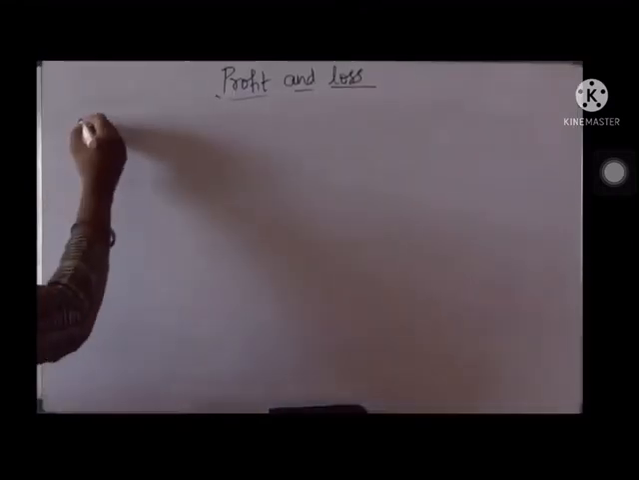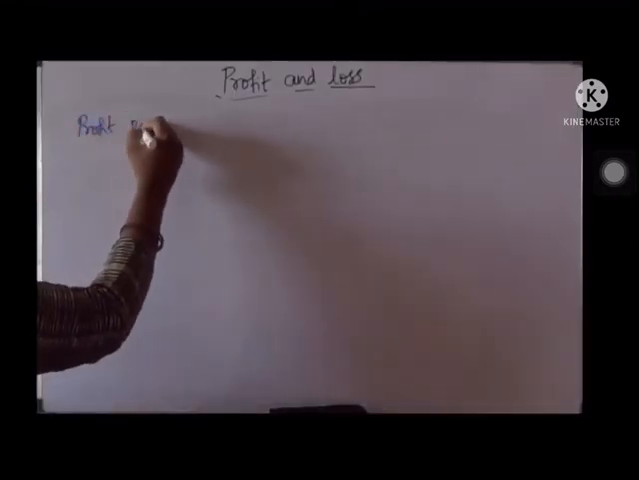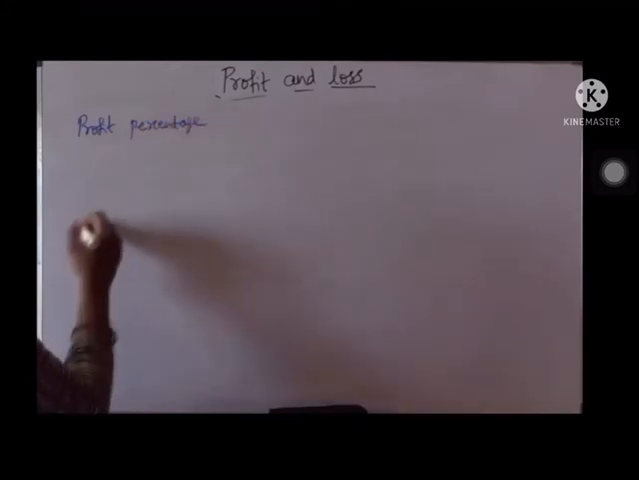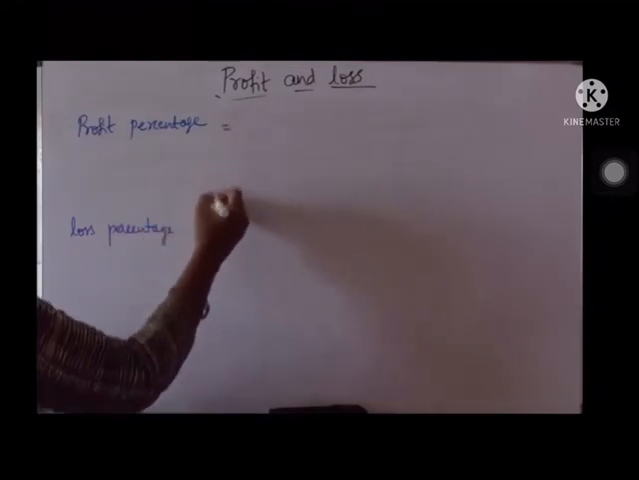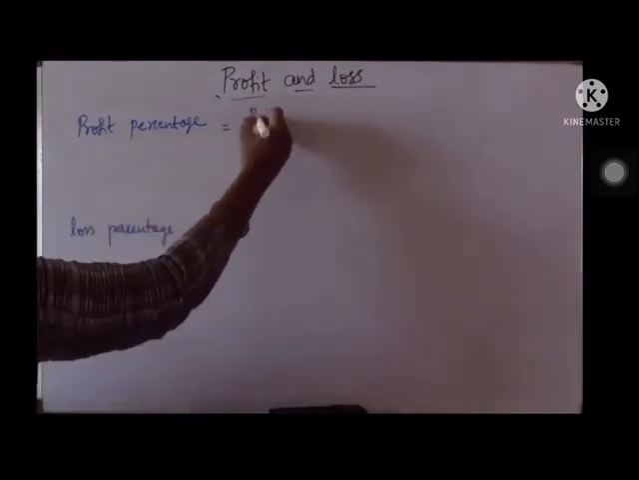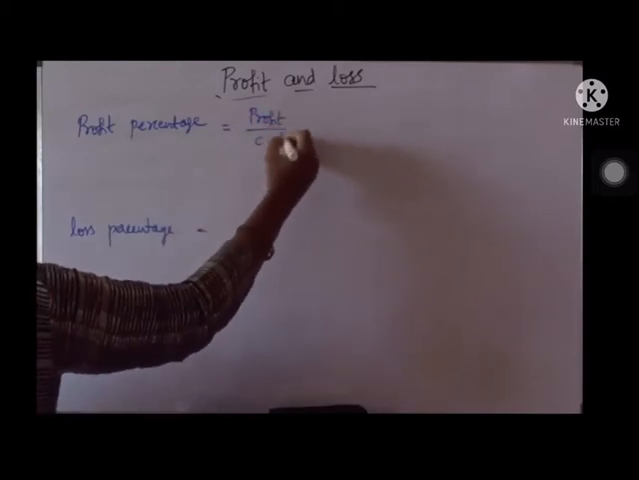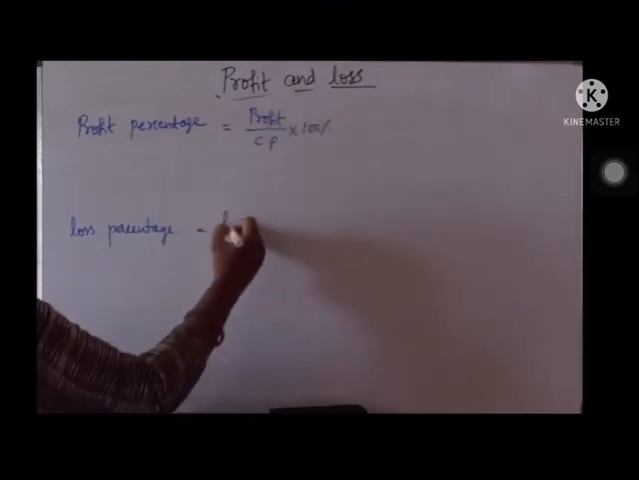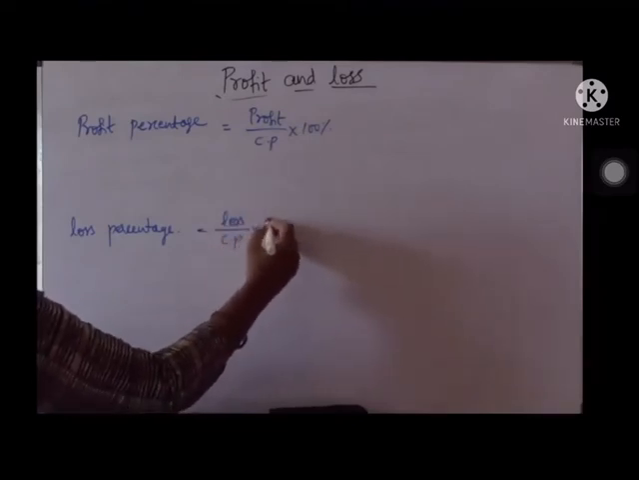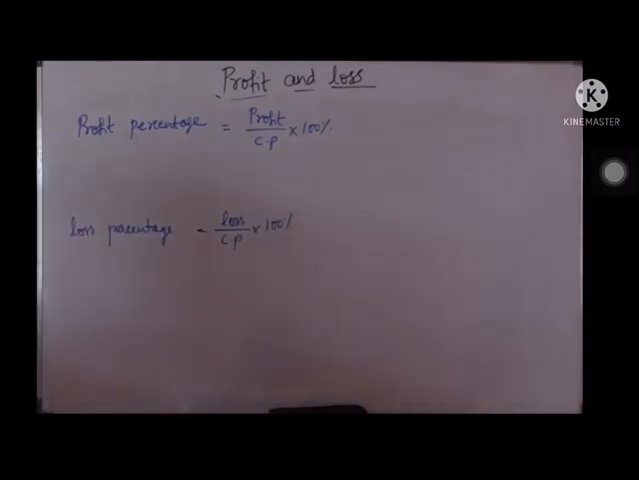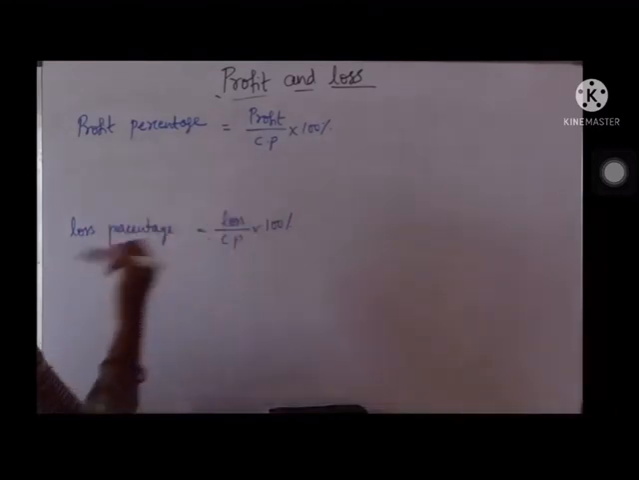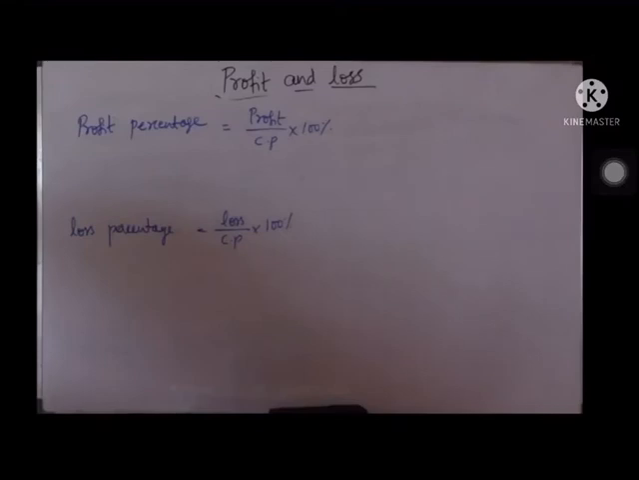And some more formulas are there, children, like profit percentage and loss percentage. These are formulas you have to remember. Profit percentage is given by profit by CP into 100%, and the loss percentage is given by loss by CP into 100%. So always profit percentage and loss percentage are calculated on CP only. This particular point you have to remember.